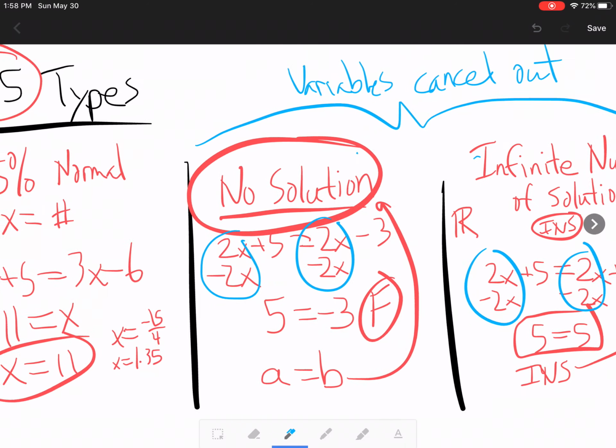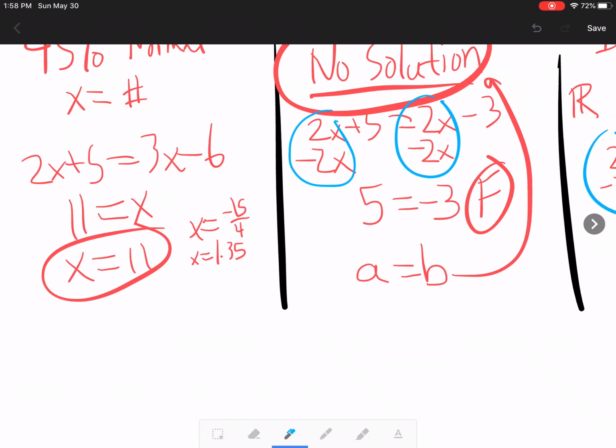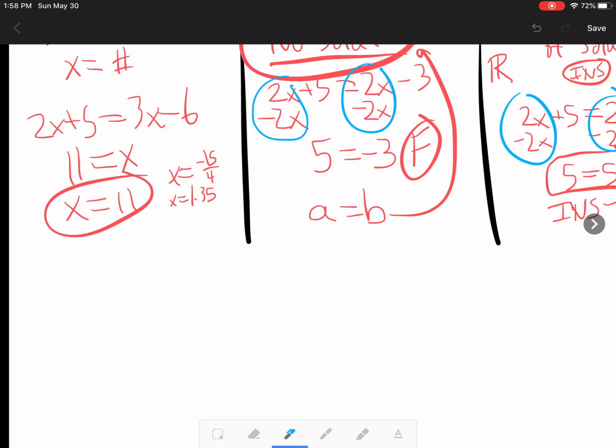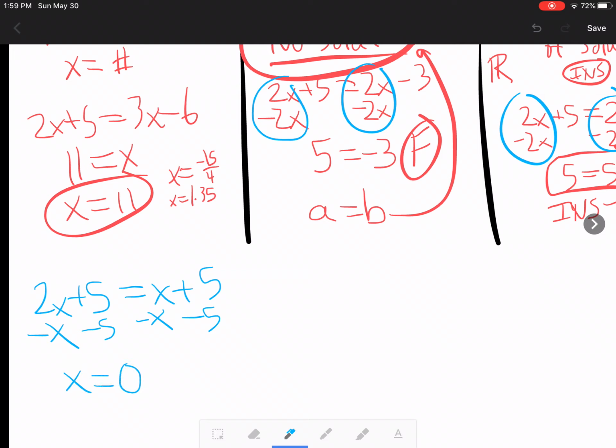The 0.5 I was referencing for the types we have is when we have something like this: 2x plus 5 is equal to x plus 5. We go about solving, you subtract x, you subtract x, you subtract 5, you subtract 5, we have x equals 0. This tends to throw students off. This is why I'm almost giving it its own little special category, or at least I want to talk about it at more length.